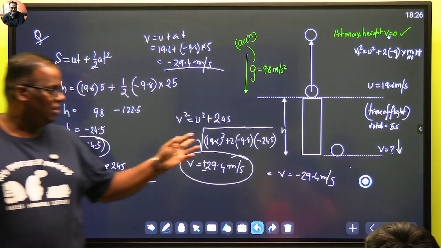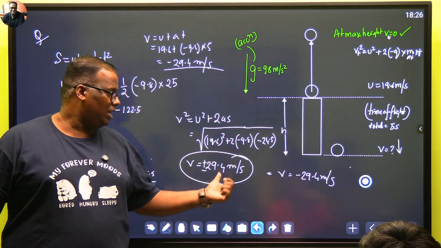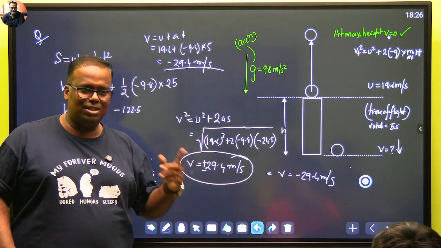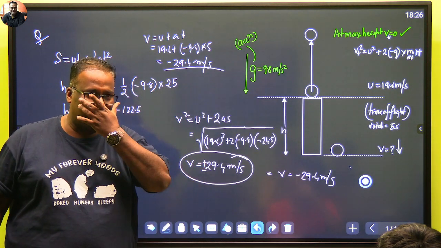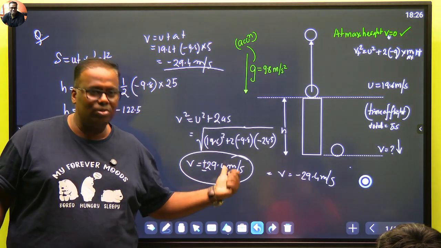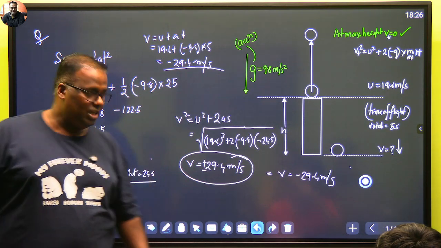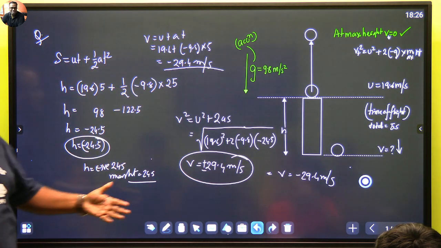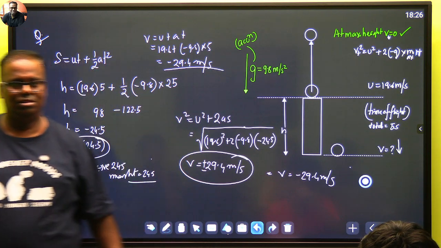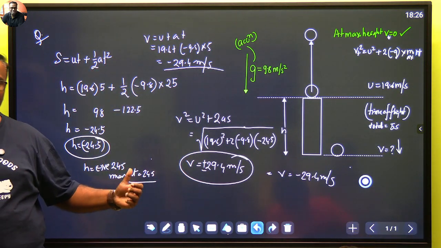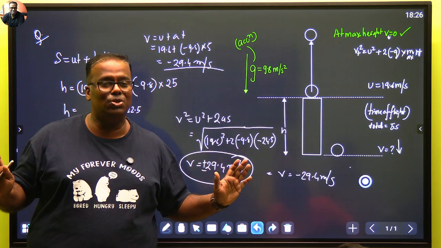I went with a square. You will think I am getting positive. No, a square root's answer is both positive and negative. It's my choice which to keep and which to discard. I will now keep the negative. Here also height I got negative, which is very correct because the displacement is downwards. Height is same as displacement in magnitude.